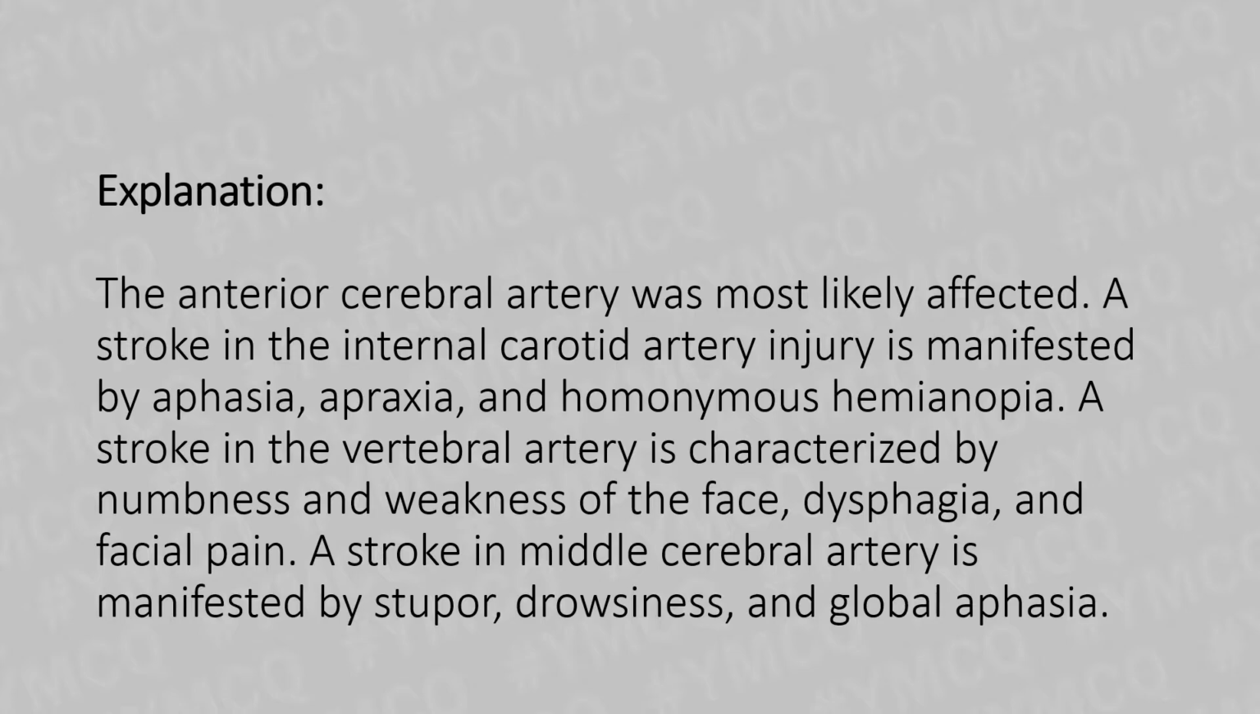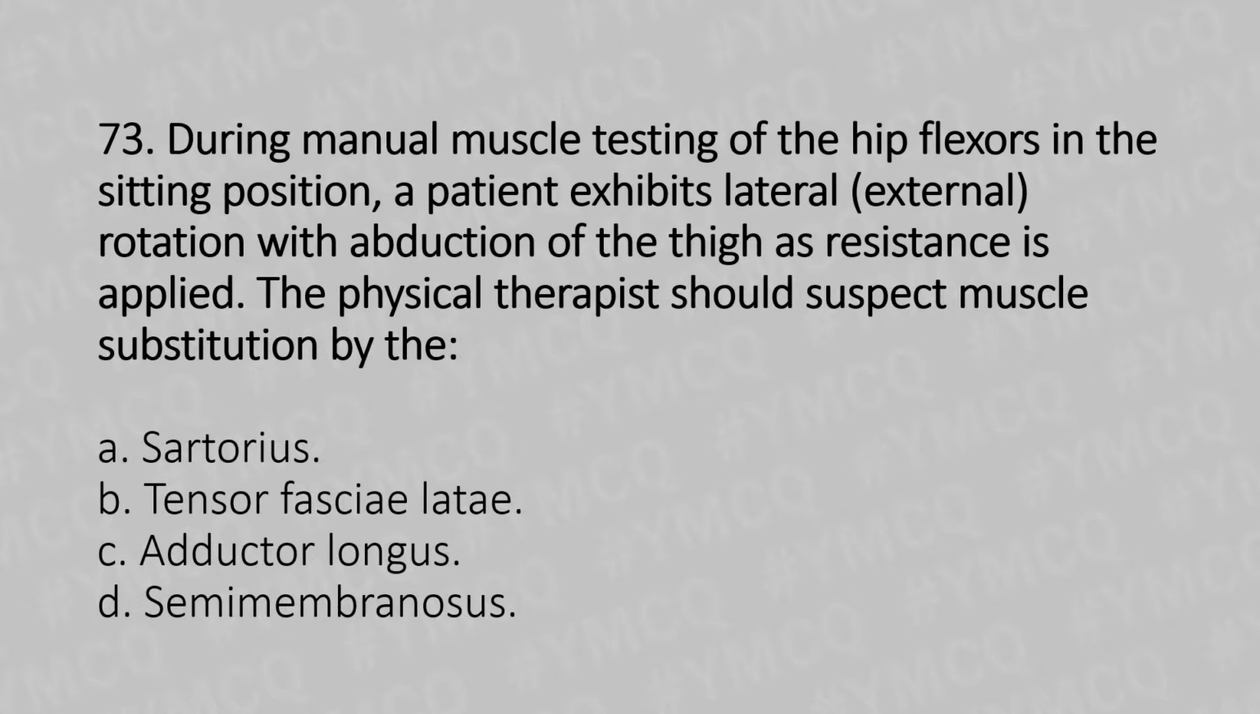Now move to our 73rd question. During manual muscle testing of hip flexors in the sitting position, a patient exhibits lateral or external rotation with abduction of the thigh as resistance is applied. The physical therapist should suspect muscle substitution by the Option A, sartorius. Option B, tensor fascia lata. Option C, adductor longus. Option D, semimembranosus.